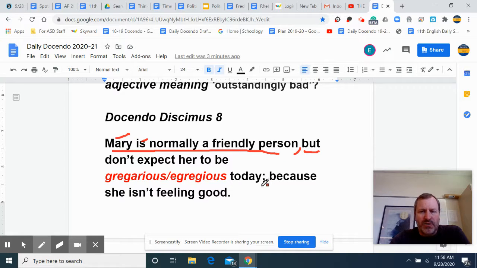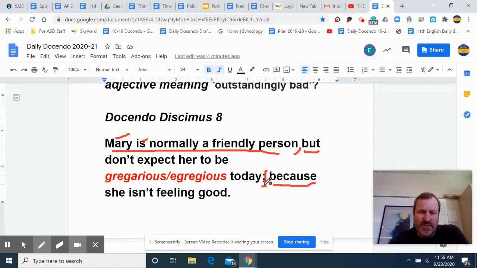Now, look at the semicolon. You want to watch out for semicolons. Semicolons are basically just another form of a period. So you should have a complete thought on both sides. So let's check that. We know we have a complete thought on the left side, but the right side, because she isn't feeling good. That sounds like a dependent clause to me. And the reason I know that is because "because" is a subordinating conjunction, isn't it? So we can't have a semicolon there. Let's just get rid of the punctuation altogether.